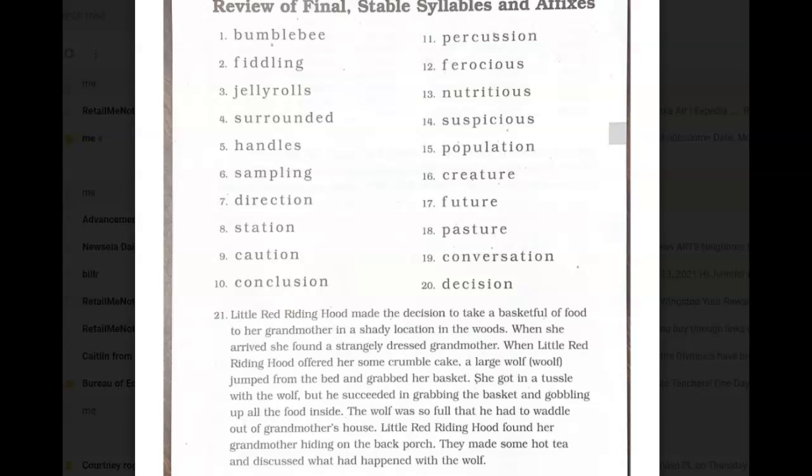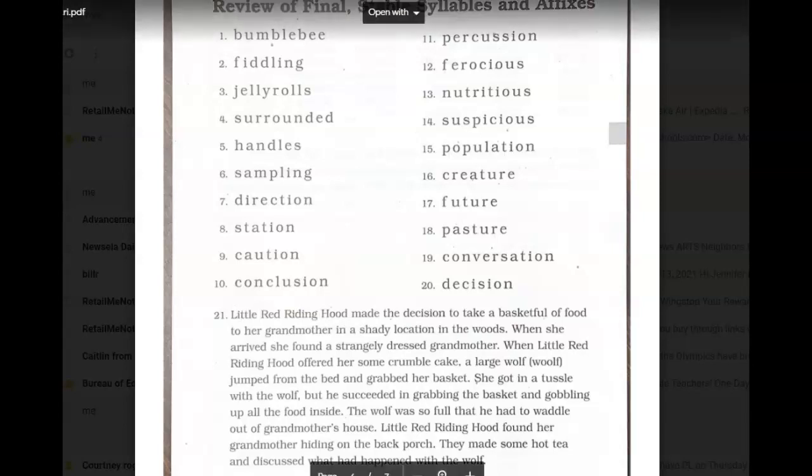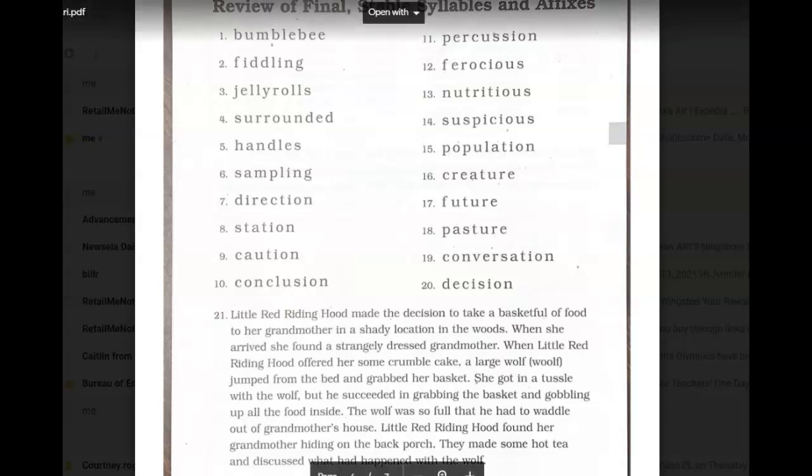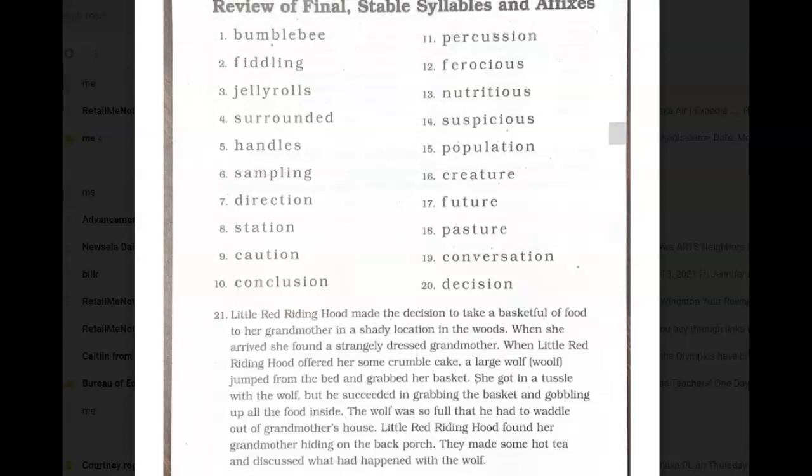Okay, here we go. First word, bumblebee. Fiddling. Jelly rolls. Surrounded. Handles. Sampling. Direction. Station. Caution. Conclusion. Percussion. Ferocious. Nutritious. Suspicious. Population. Creature. Future. Pasture.